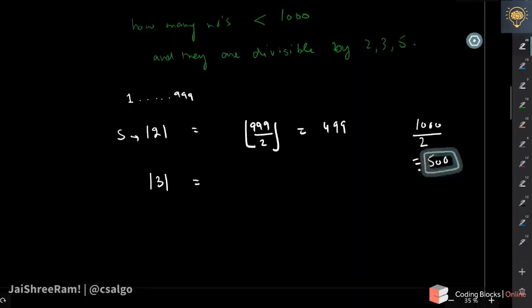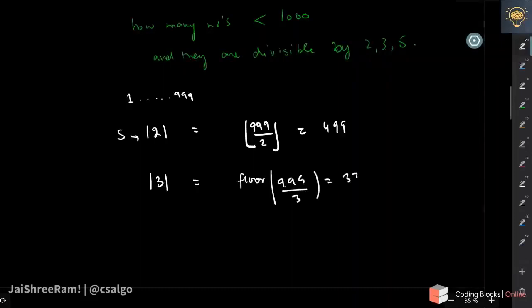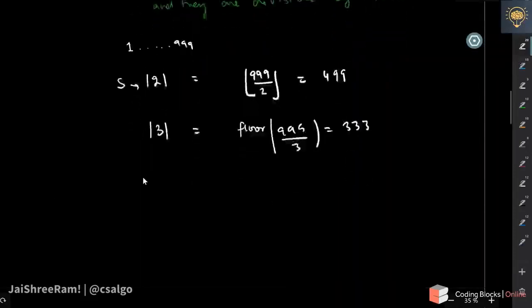The number of numbers which are divisible by 3 is given by the floor of 999 divided by 3, which is equal to 333. I also need to find those numbers which are divisible by 5, so it is the floor of 999 divided by 5. This comes out to be 199.